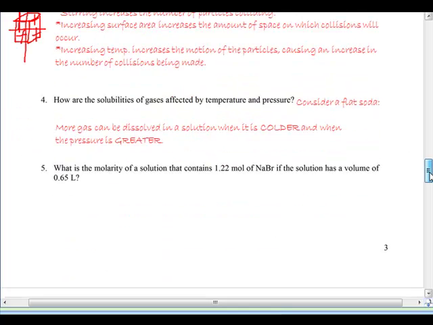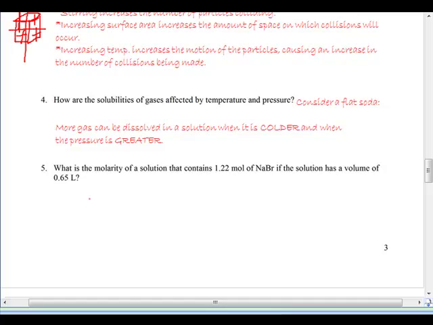Number 4, I've mentioned this quite a few times. It talks about how are the solubilities of gases affected by temperature and pressure. Just think about a flat soda. More gas can be dissolved in a solution when it's colder and when the pressure is greater. As soon as you warm it up, it's going to go flat. You're going to have less gas. As soon as you pop the top on a soda or open it up, you're going to have molecules of carbon dioxide coming out of solution. So the more pressure you have, the longer you keep that sealed, the better off you're going to be, and the less your soda will go flat.